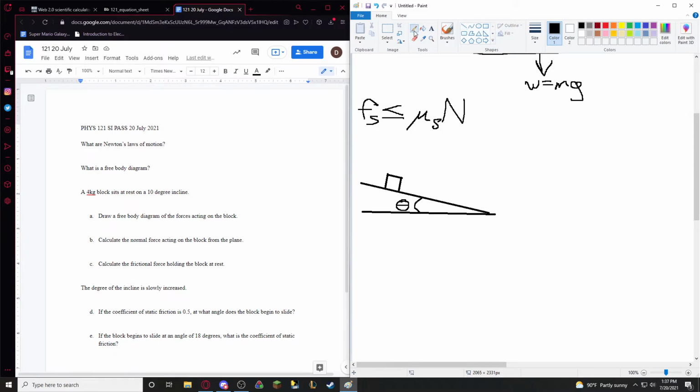So let's go ahead and actually draw a free body diagram of the forces acting on the block, and also calculate the normal force acting on the block from the plane, as well as the frictional force. It'll take 10 minutes, then we'll talk about it. So we want the free body diagram and then actually calculate the normal and frictional forces holding it at rest.